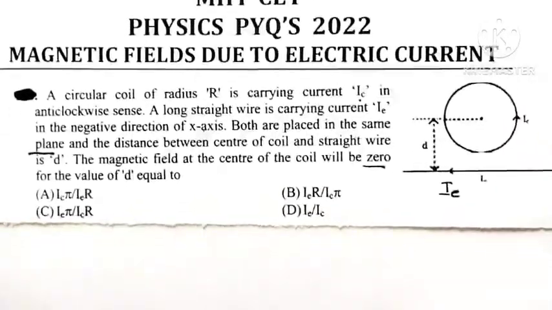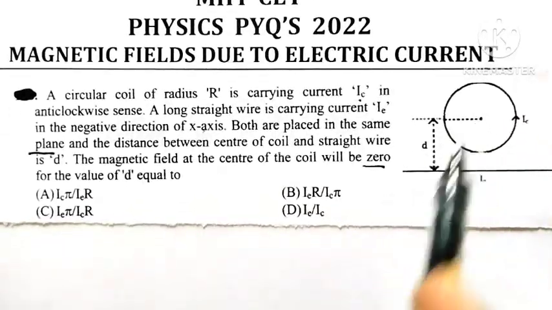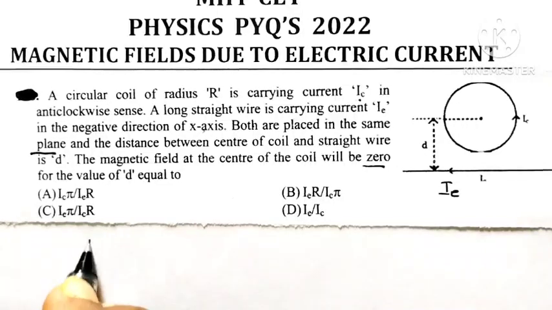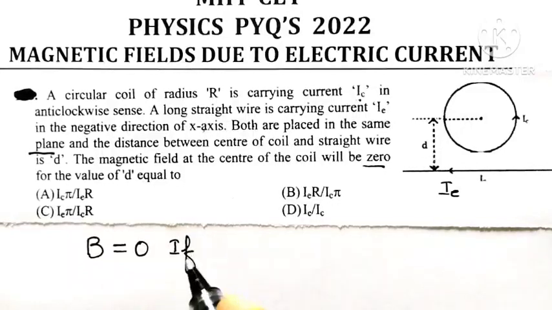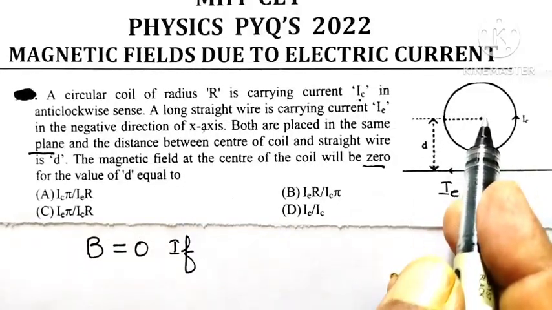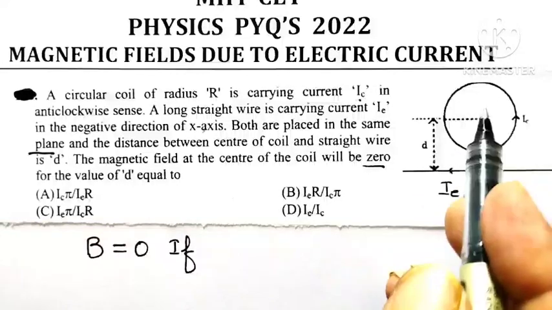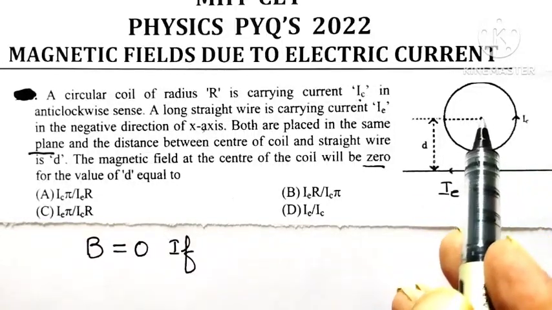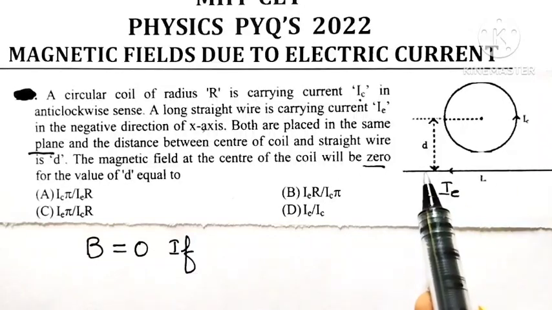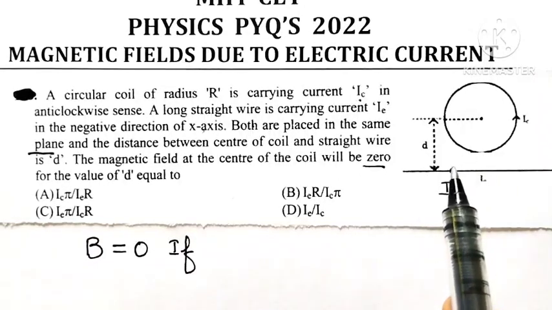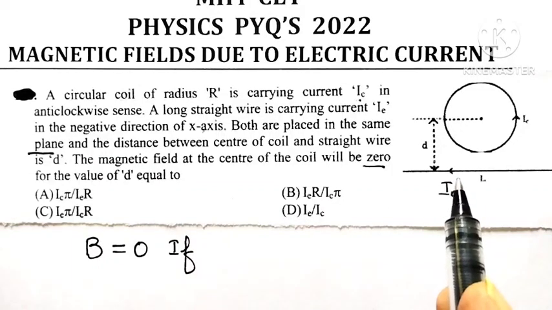Remember, for the magnetic field at the center of the coil to be 0, the net magnetic field at the center of the coil is 0 only if the magnetic field at the center of the coil due to the current carrying coil and the magnetic field at the center of the coil due to the straight conductor carrying current I are equal in magnitude but opposite in direction.